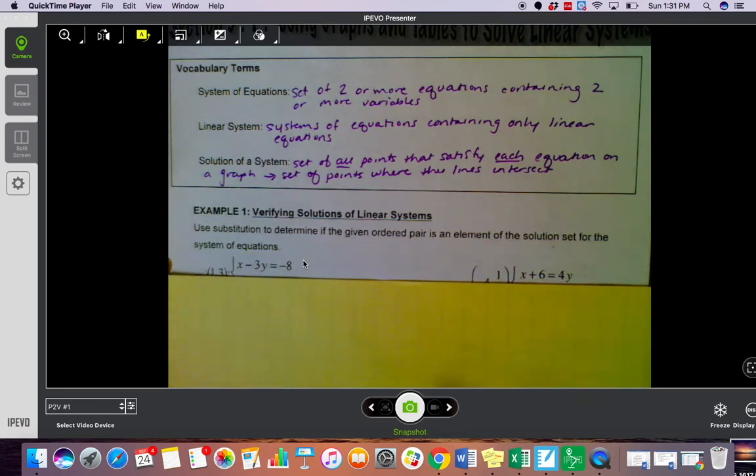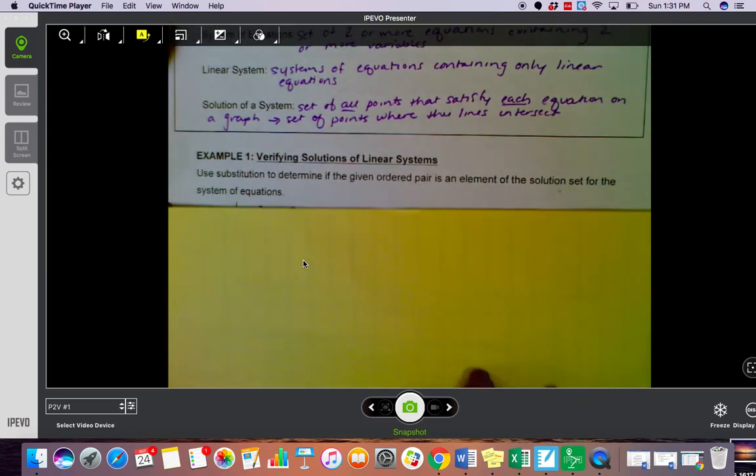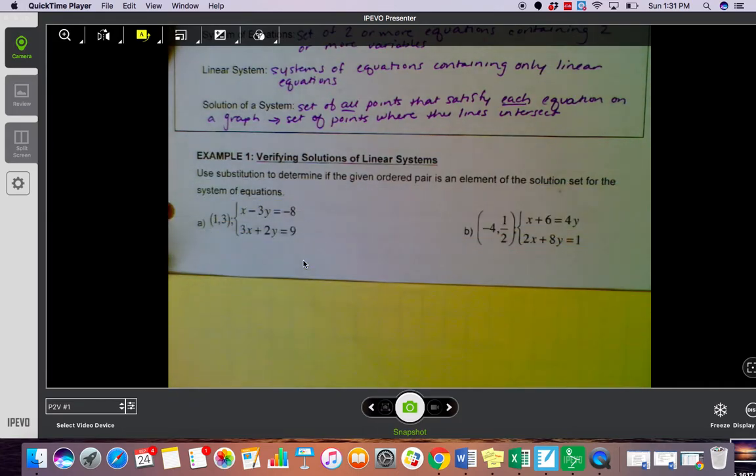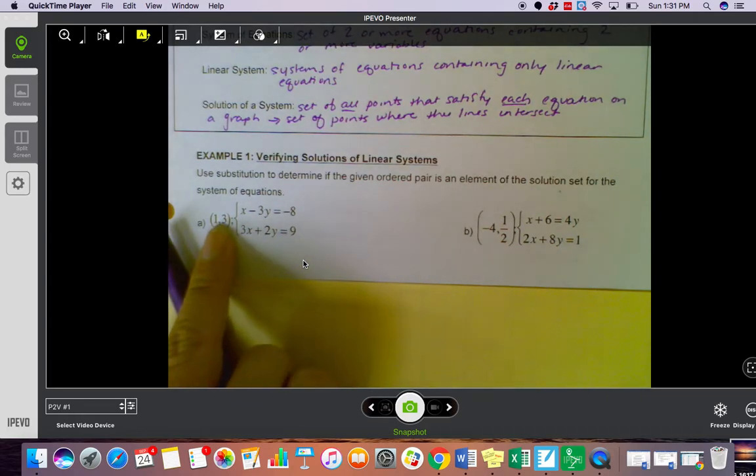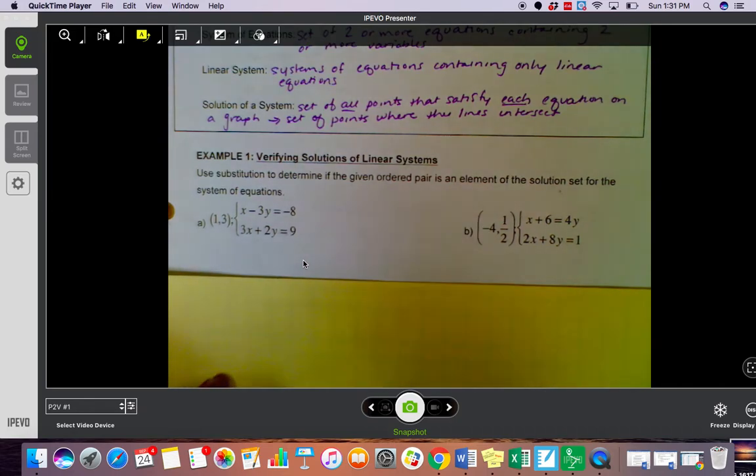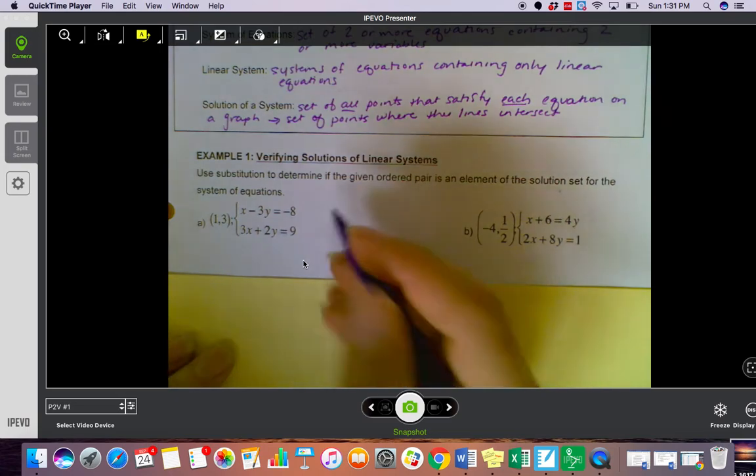All right, verifying solutions of linear systems. So if you get two equations and you would like to see if they are a system, if this 1, 3, that's where the point where they cross is true, what you do is you fill in your 1 for your x values and your 3 for your y. So I'm going to do that right now and show you.